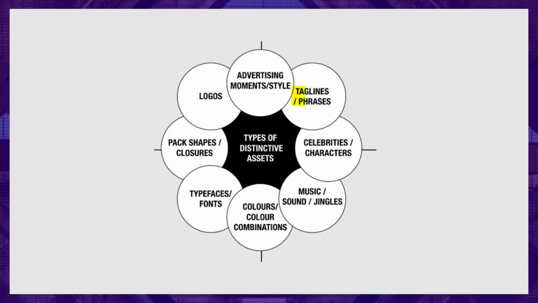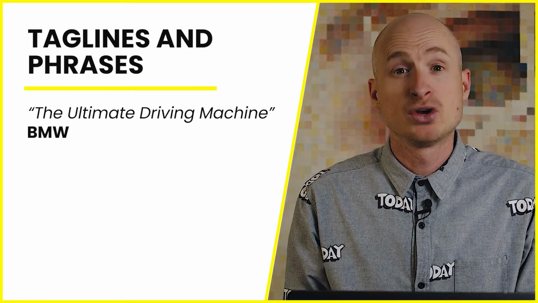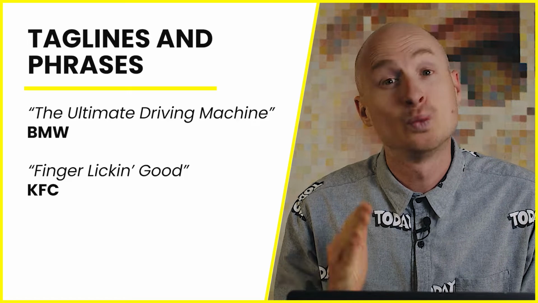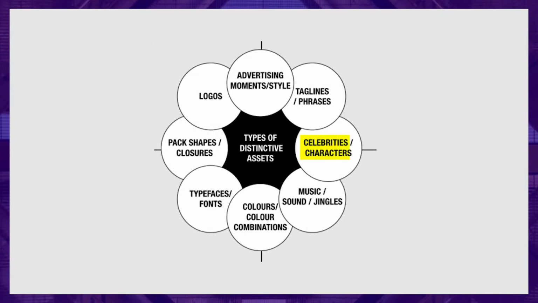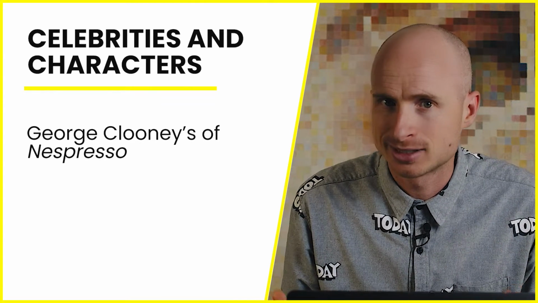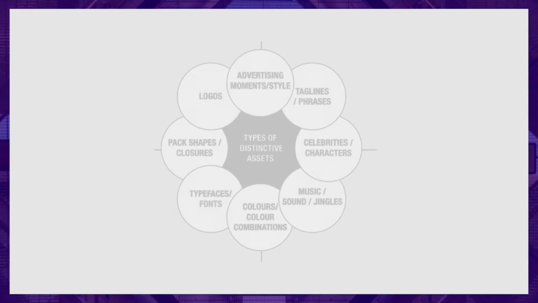First up is taglines and phrases. This one's easy. It's language which is owned by the brand, usually as their brand platform and sign-off of every ad. Examples include the ultimate driving machine from BMW, finger licking good from KFC, or one of my favorite classics, we try harder from Avis. Next is celebrities and characters. They can be real people like George Clooney's ongoing role as the face of Nespresso, or they can be fictional characters like the Geico Gecko or KFC's Colonel Sanders.